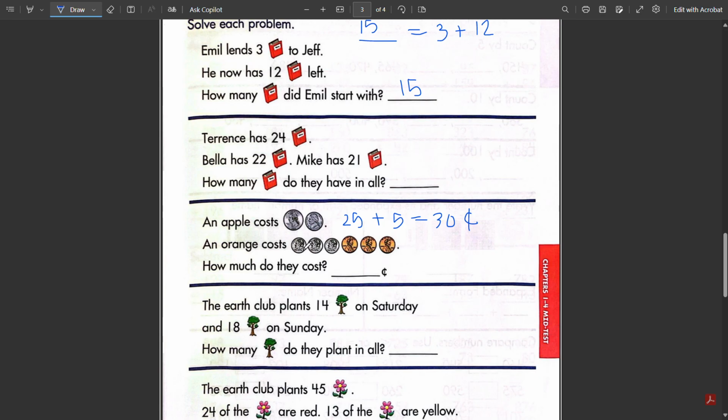Orange costs 3 dimes, so that's 3 tens. 1, 2, 3. And then 3 pennies, and each penny is 1 cent. So 1, 2, 3. So 10 plus 10 plus 10 is 30. 1 plus 1 plus 1 is 3. So this orange is 33 cents. And if you add 30 plus 33, you get 63 cents.